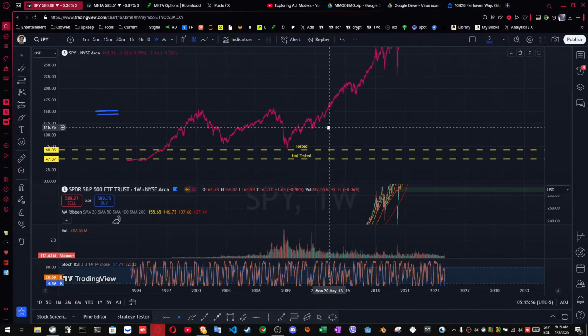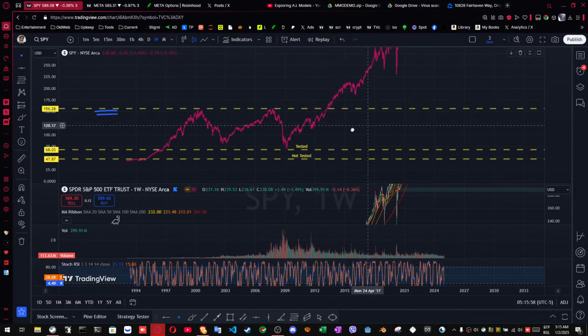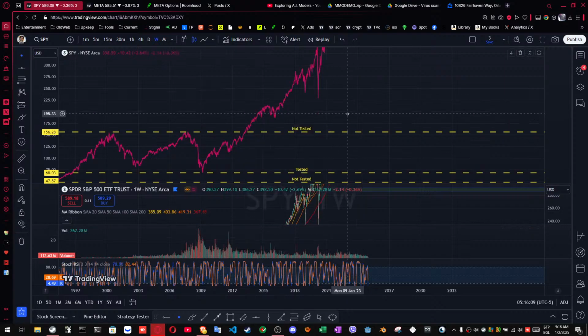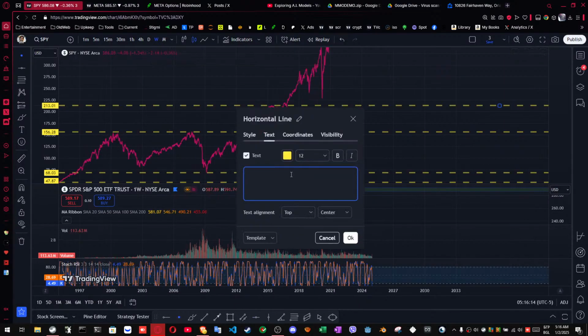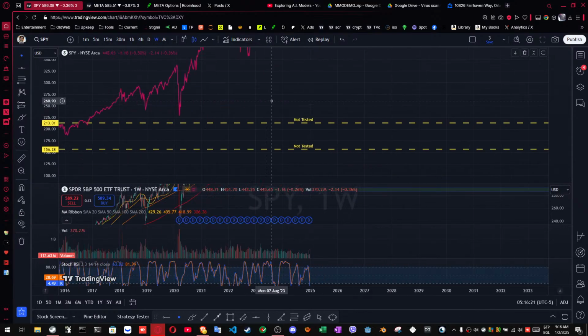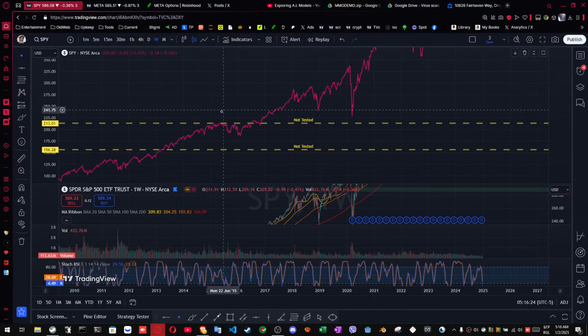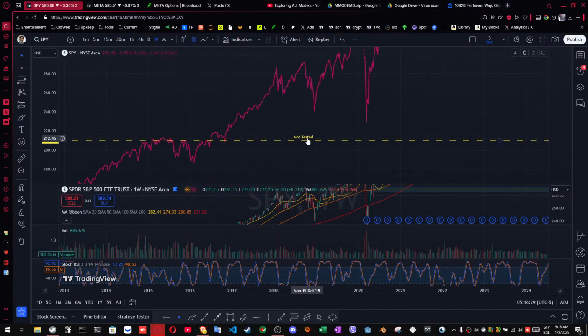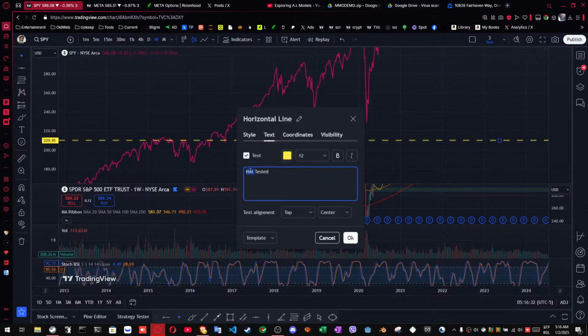But what's the other one we haven't tested? We never came back down here. We haven't tested this one either. Now, this is unique in the way that, I mean, maybe we can say, oh, okay, maybe it did test. I guess this kind of counts. It's kind of short term. So maybe this is a mild test.